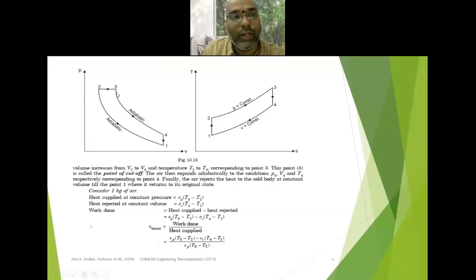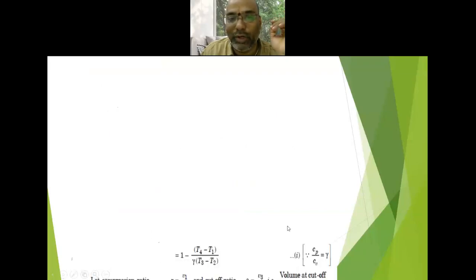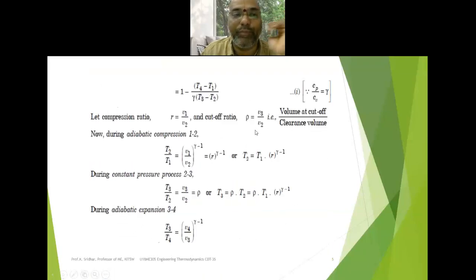So that's why the cutoff ratio is basically dealing with the process 2 to 3. The compression ratio concerns 1 to 2, because 1 to 2 is the compression stroke. Here the heat addition takes place according to the constant pressure process, so that's why we are able to define the cutoff ratio in process 2 to 3 only. That is the importance of the cutoff ratio V3 by V2.